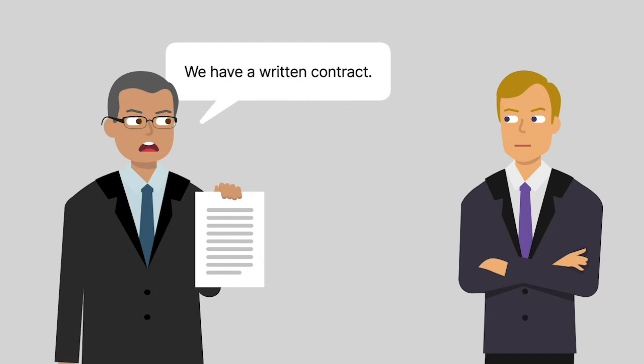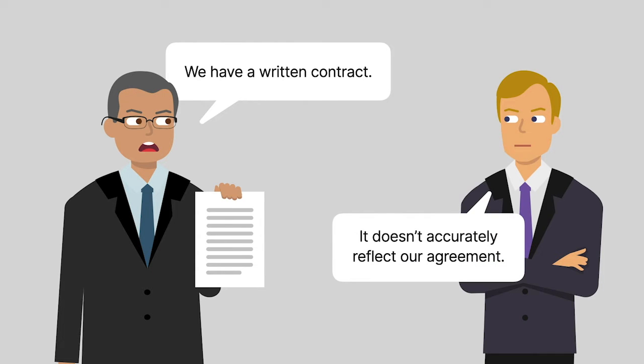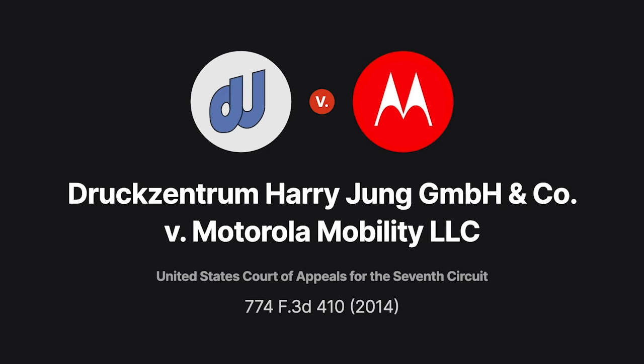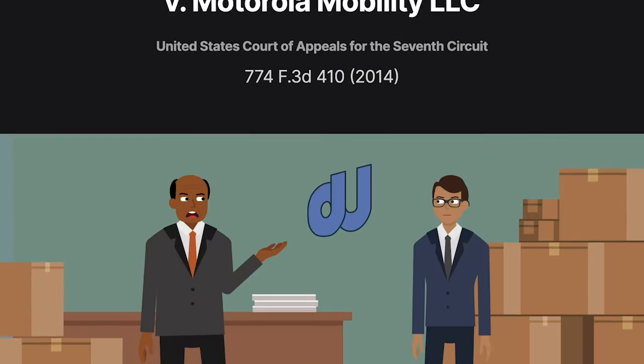If parties enter a written contract, it generally governs in a dispute. But what if one party claims the contract doesn't accurately reflect the party's agreement? In Druckzentrum Jung GmbH and Company versus Motorola Mobility Limited Liability Company, we explore whether evidence from outside a contract can be used to contradict or supplement a contract's terms.